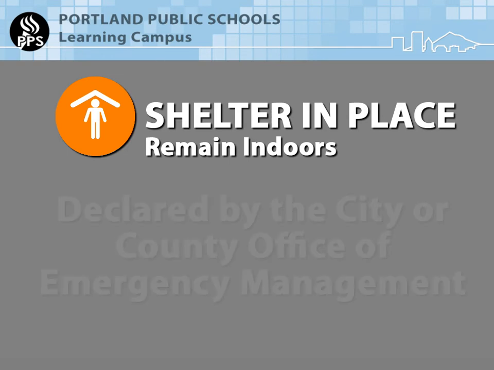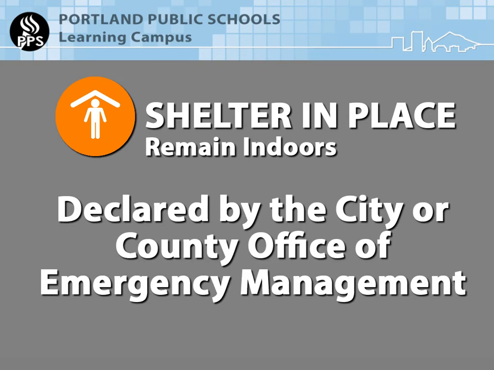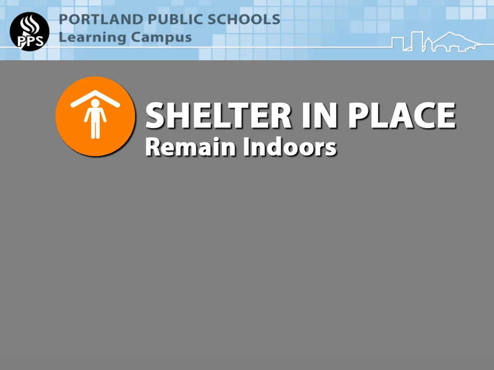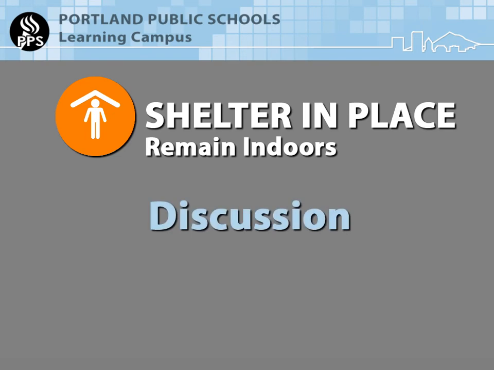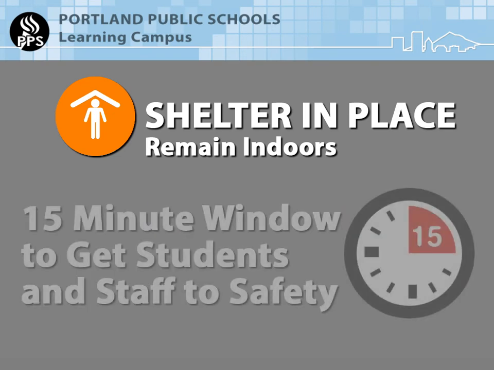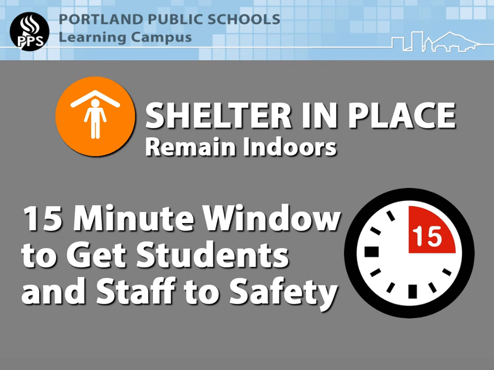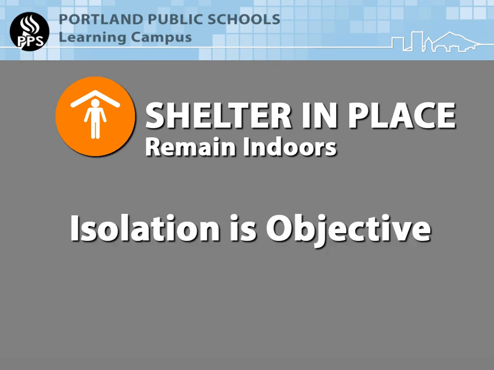Typically, a shelter-in-place remain indoors is declared by the City or County Office of Emergency Management. The school will remain in the shelter-in-place action until the all clear is given by the building administrator or emergency responders. Now let's discuss. Generally, there is about a 15-minute window to get students and staff to safety once a shelter-in-place is called. Isolating the inside environment from the outside contaminant is the objective of the shelter-in-place action.